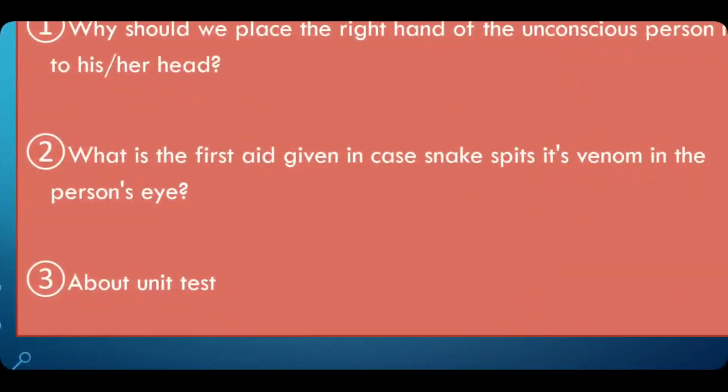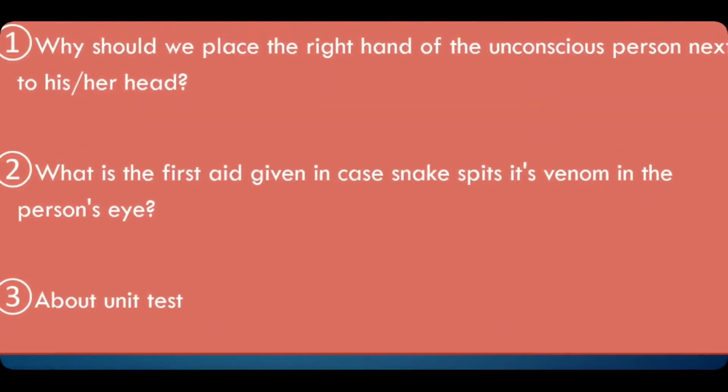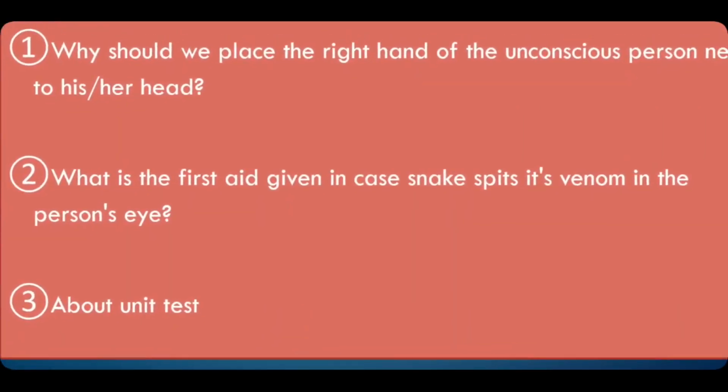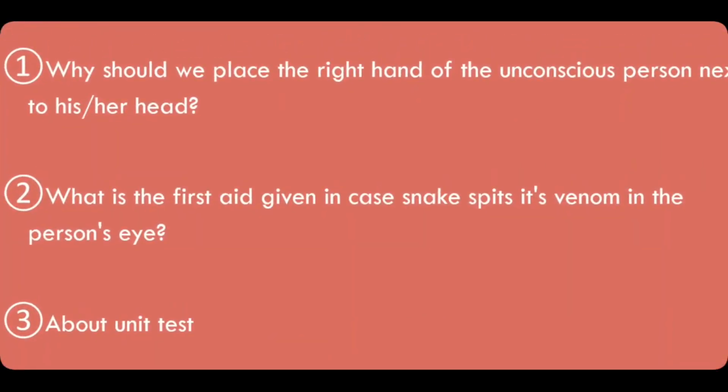Next question: what is the first aid given in case a snake spits its venom in the person's eyes? Oh, bad luck. Some snakes do this, spitting their venom into the person's eyes so that the person is unable to move or create danger for the snake. At that time, what we should do is rush to the doctor as soon as possible. This is the first thing we have to do.